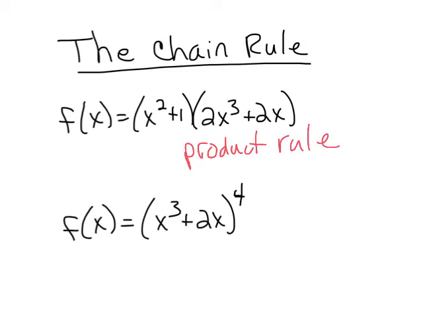But take a look at the second one here. This one has a polynomial raised to an exponent, and we can't really do that easily. We could write it 4 times and use some crazy distribution, and then use the power rule, but that would take quite a bit of work. So for this one, we're going to introduce something called the chain rule to help us out.